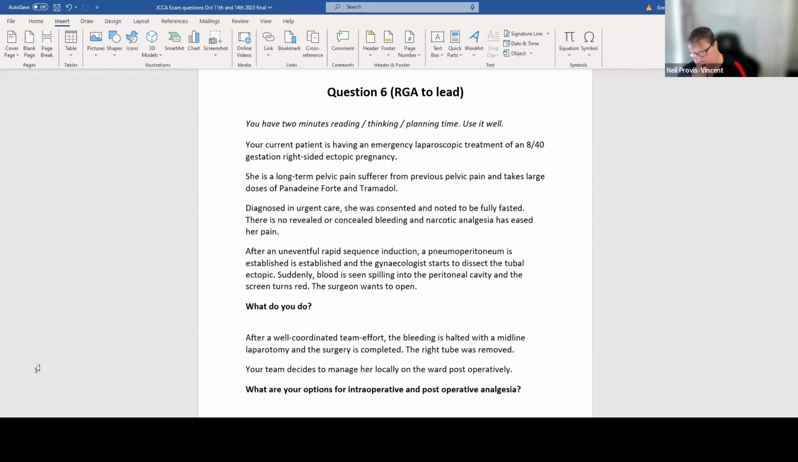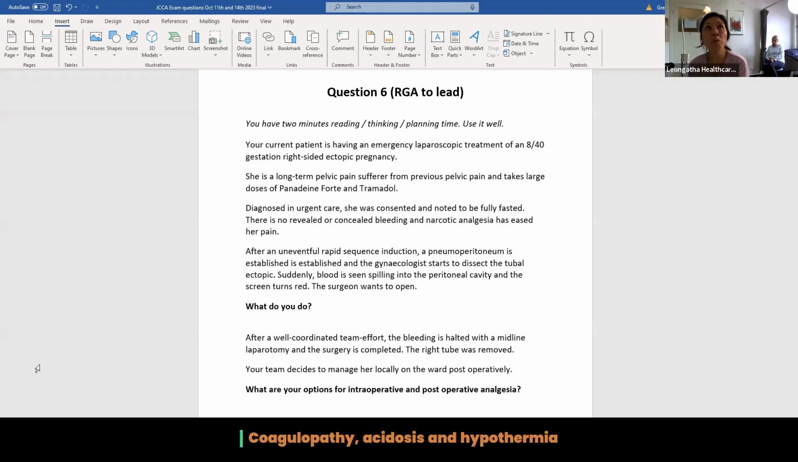You mentioned keeping the patient warm and giving warmed fluids. That's part of a triad. Do you remember any of the other components of the triad? The lethal triad? We'll keep her warm.